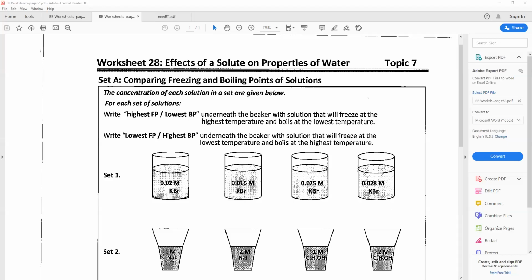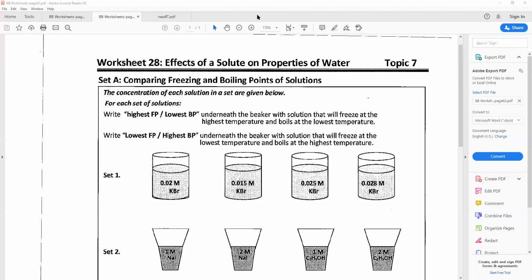Okay, these are the answers to Blue Workbook, page 62, where we are going to go over the effects of a solute on the properties of water. And we are going to compare the freezing and the boiling point of different solutions. So you're going to see we're given different solutions and they have different concentrations. And they're asking us, how is this one affecting the boiling point and the freezing point?